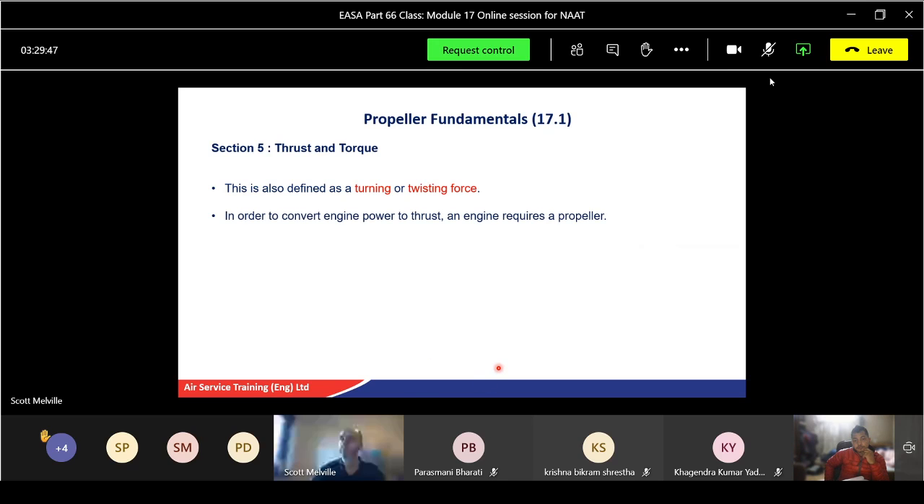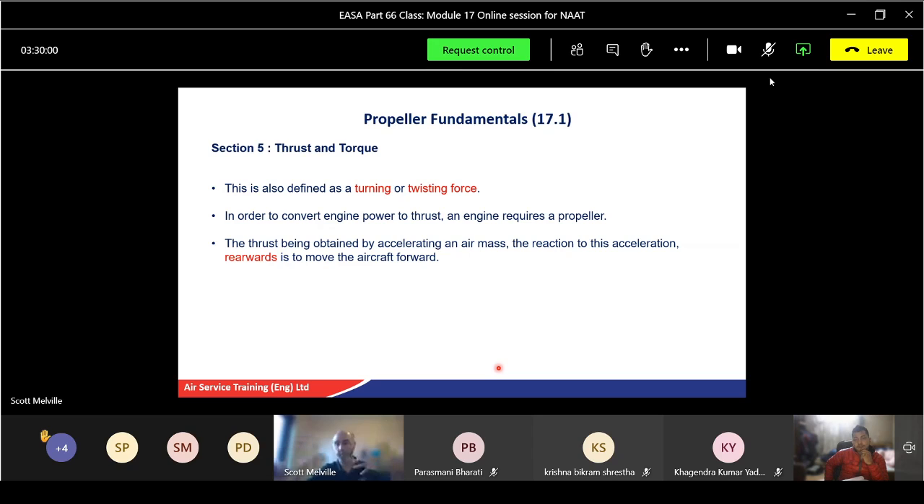So in order to convert engine power to thrust, an engine requires a propeller, otherwise we can't go forward. The thrust is obtained by accelerating air mass. So we need to grab the air in front of the propeller and push it back away, and the reaction to that rearward acceleration will move the aircraft forward. Newton's third law: every action has an equal and opposite reaction. So the propeller's going forward, the air's going backward, and that pulls the aircraft forward. Newton's third law.